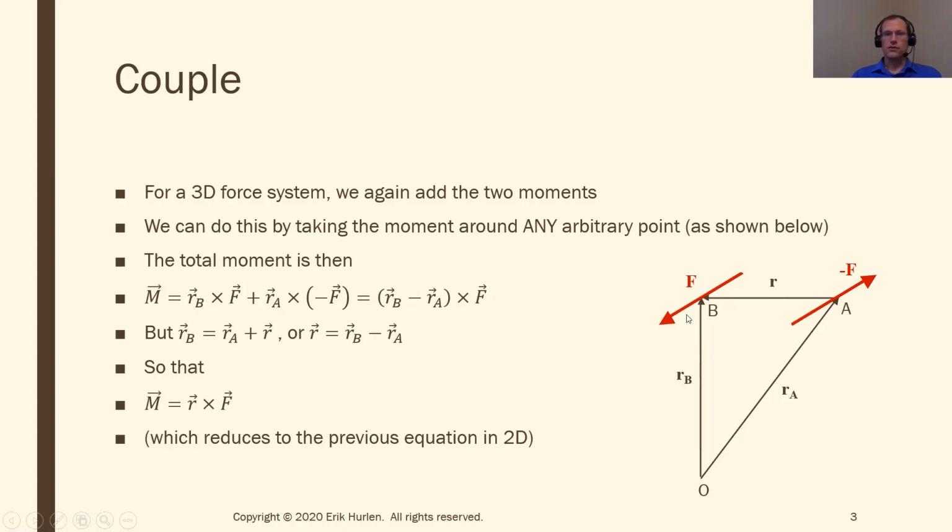So this first force has some position vector RB, so RB crossed with F, and then add it to RA crossed with negative F. What I end up with is essentially the two vectors RB minus RA crossed with F. But by vector subtraction, RB minus RA is actually just this vector R between the two. And so I end up with the moment created being just R cross F, same equation we had in the two-dimensional version. I had two forces, some distance R between them. F times R will give me that total moment.